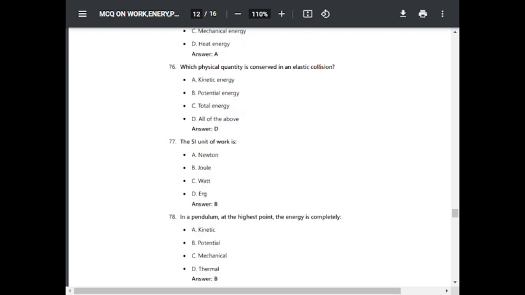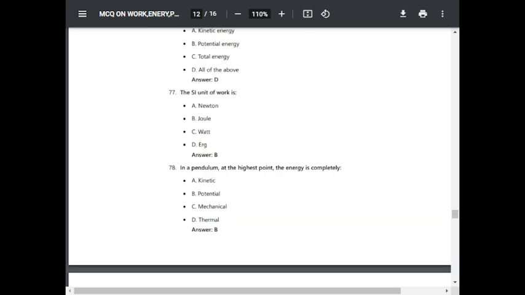Question number 77. The SI unit of work is option A, Newton, option B, Joule, option C, Watt, option D, the erg. The correct answer is B, Joule. The SI unit of work is Joule.